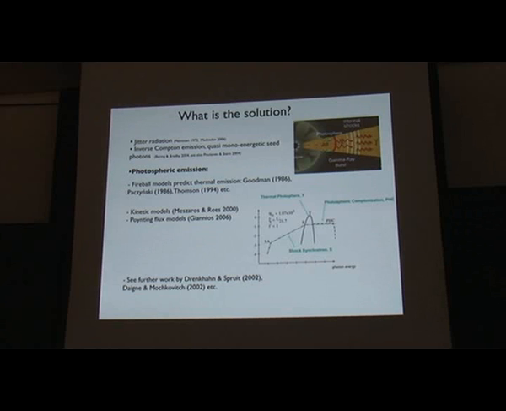Now, very early on, in the early papers in the 1980s, based on the variability and the amount of energy available, there was a prediction that gamma-ray bursts should be thermal or have a strong thermal component.